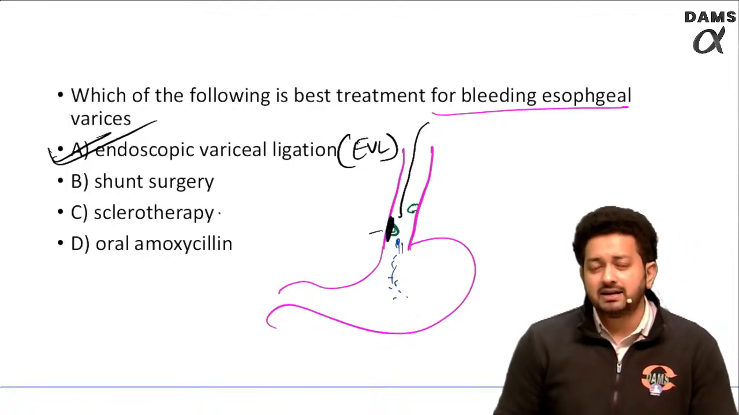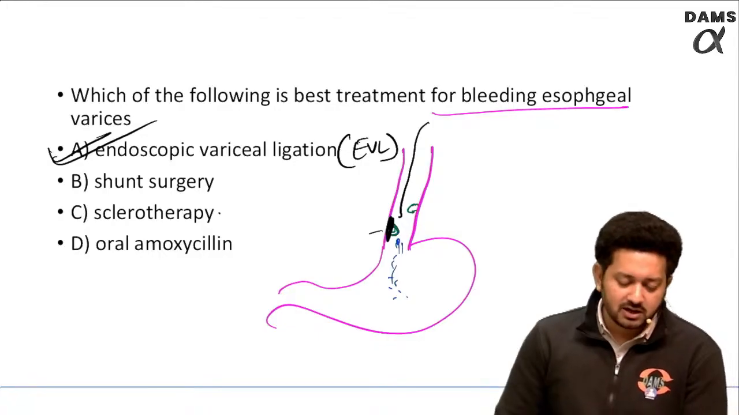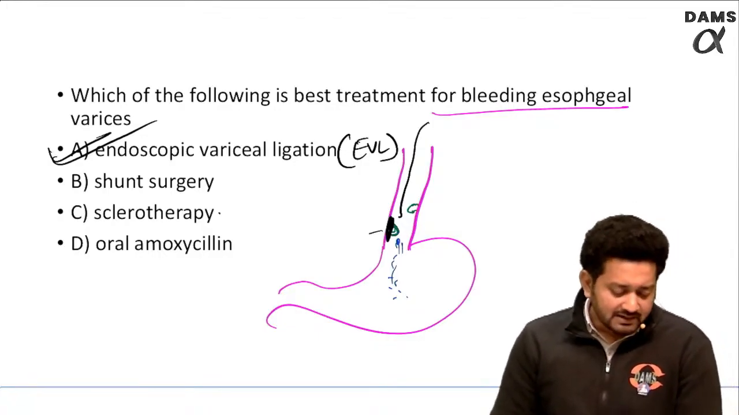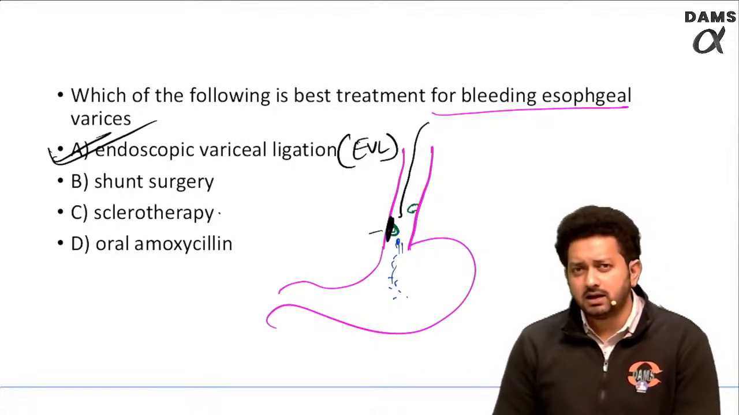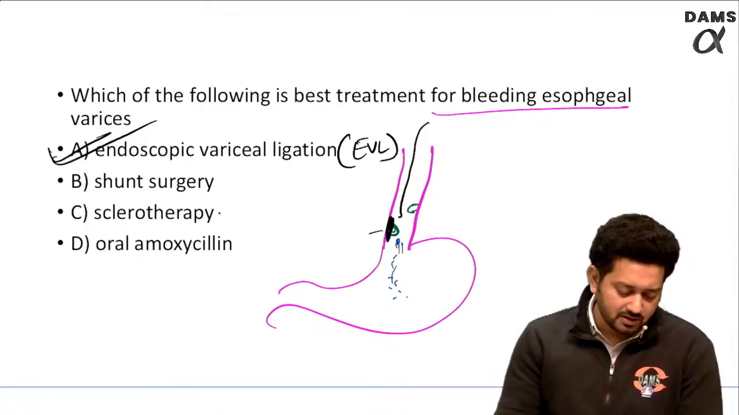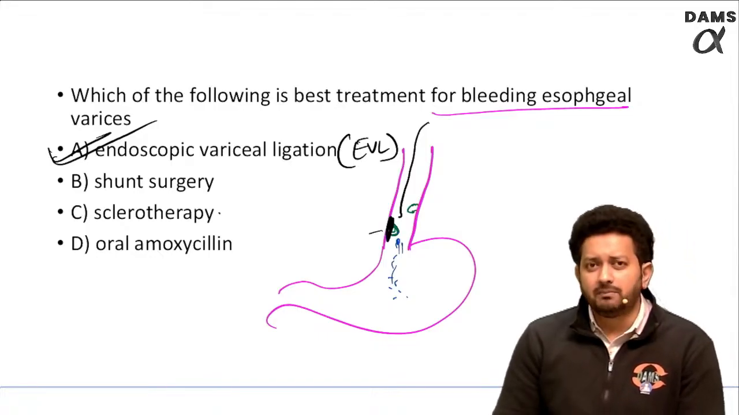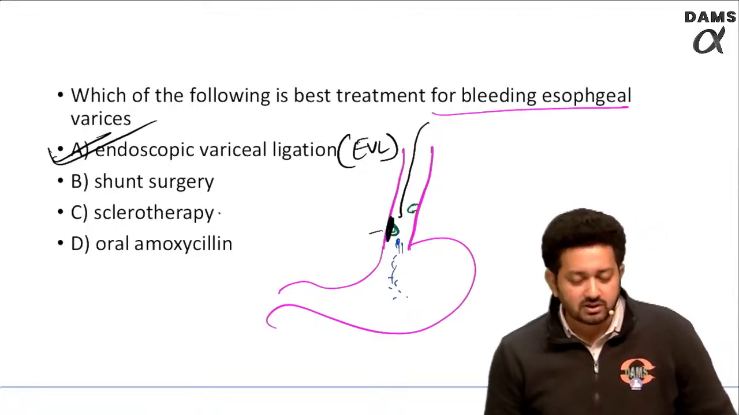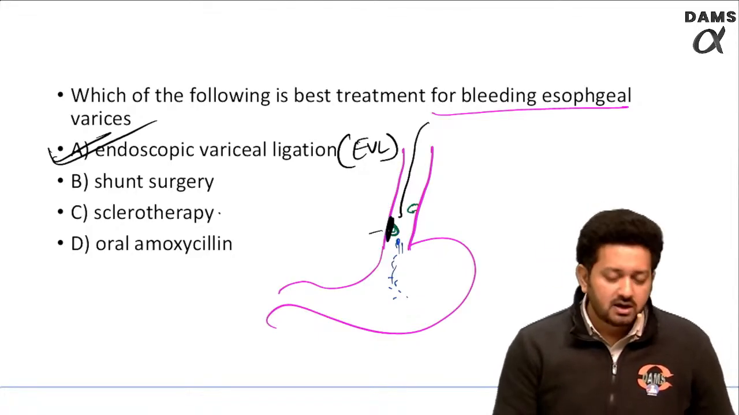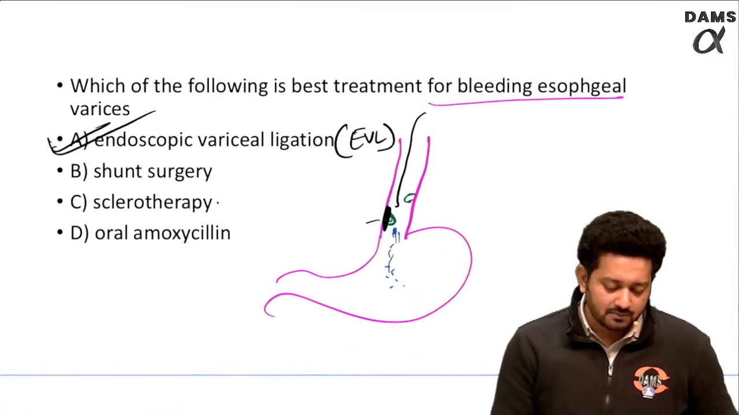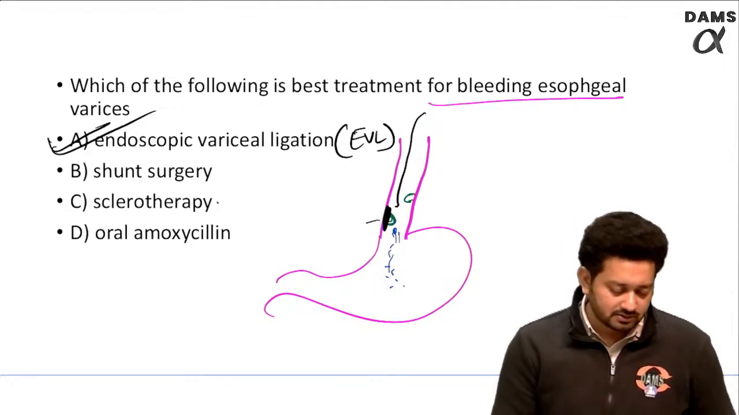Sclerotherapy can also be done at the same time, but between sclerotherapy and band ligation, band ligation is better. Shunt surgeries these days are rarely done. That is one of the last resorts. Amoxicillin, an antibiotic, may be given, but it is not going to stop the bleeding. So the best thing which can stop the bleeding is to do endoscopy, identify the varices which are bleeding, and put a band at the base. The bleeding will stop.